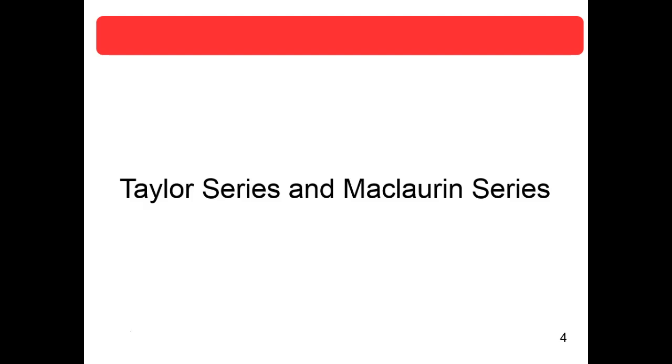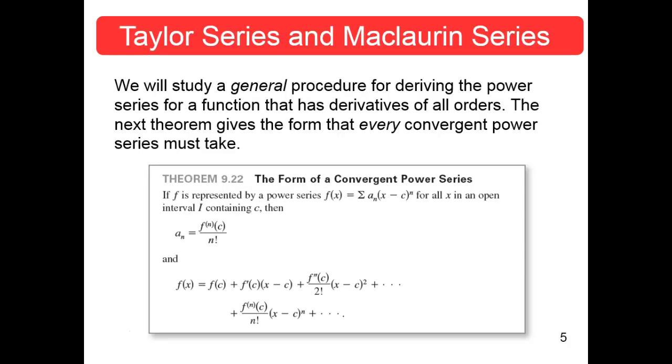So, just a slideshow on Taylor series and Maclaurin series. We will study, at least go over, a general procedure for deriving the power series for a function that has derivatives of all orders. That's a requirement. The next theorem gives the form that every convergent power series must take. If f is represented by a power series, f of x is equal to some summation of some a sub n times x minus c raised to the n power.